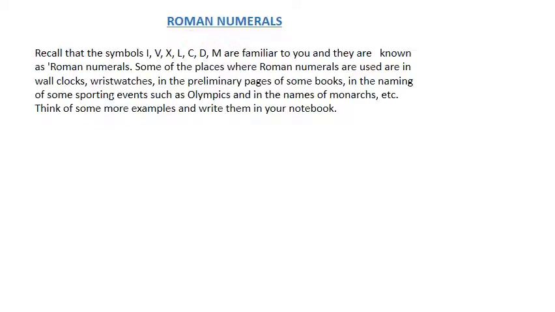We studied what Roman numerals are. Let us recall. Roman numerals are the symbols like I, V, X, L, C, D, M. These are very familiar to you. Some of the places where Roman numerals are used are, for example, wall clocks, wristwatches, the preliminary pages of some books, the naming of some sporting events such as the Olympics, and the names of monarchs, etc.